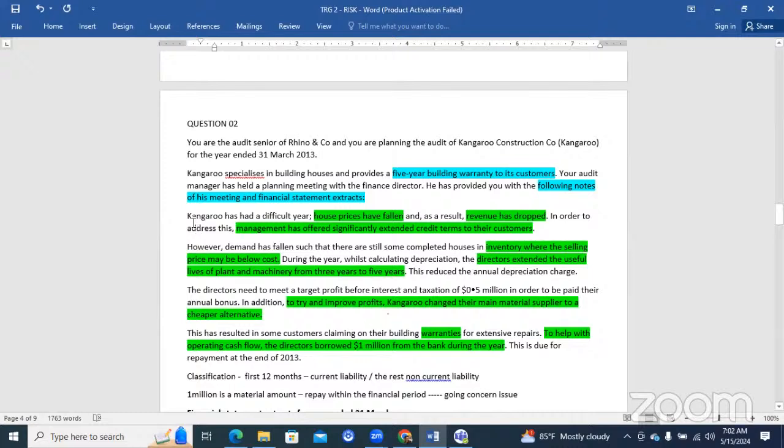Second one: Kangaroo had a difficult year. House prices have fallen. It's a construction company, students. For a construction company, a completed house is not a fixed asset. It is inventory.